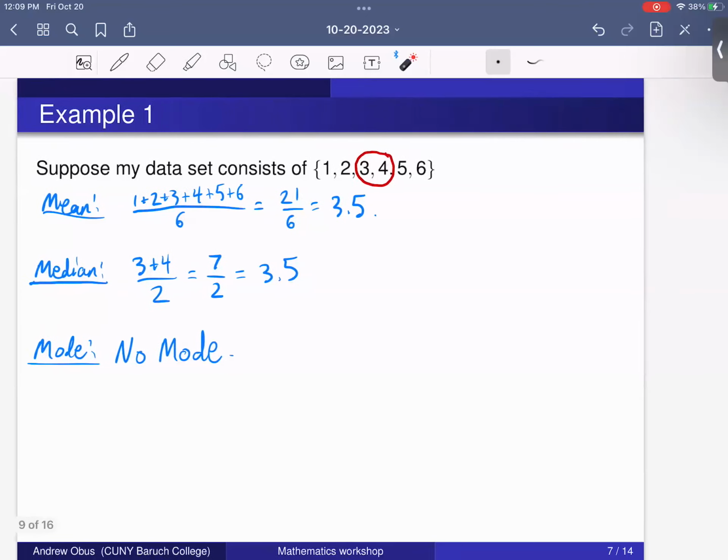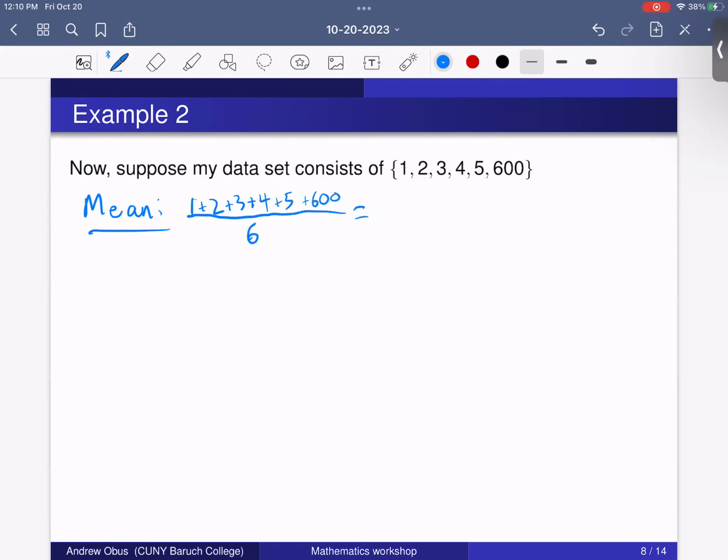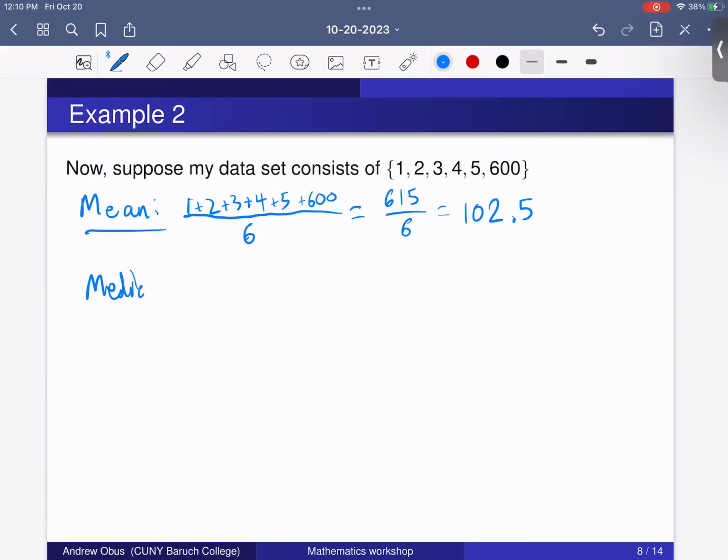Okay, so let's look at a slightly different data set. The exact same thing, but instead of 6, we have 600. So now we're going to get very different things. For the mean, we calculate the same thing: 1 plus 2 plus 3 plus 4 plus 5 plus 600 divided by 6. When you add this up, this is 615 divided by 6, and this turns out to be 102.5. The median, on the other hand, I still just look at the 2 middle entries.